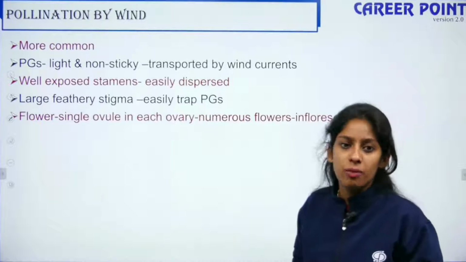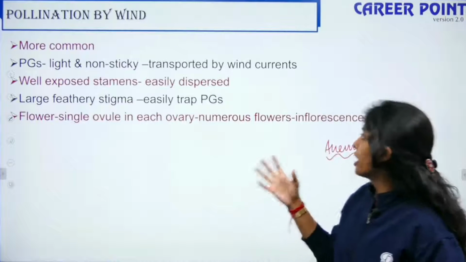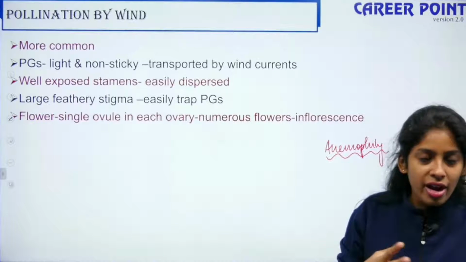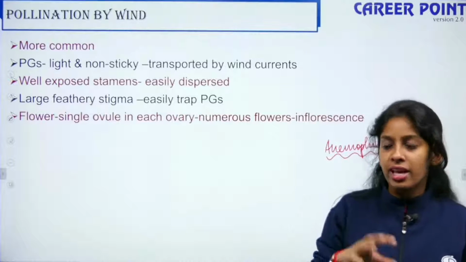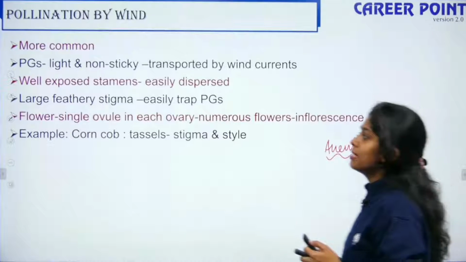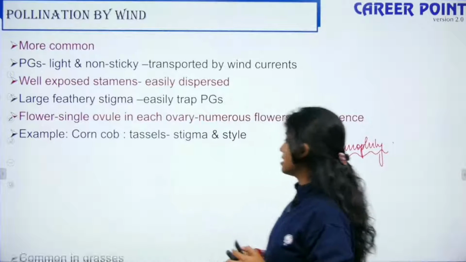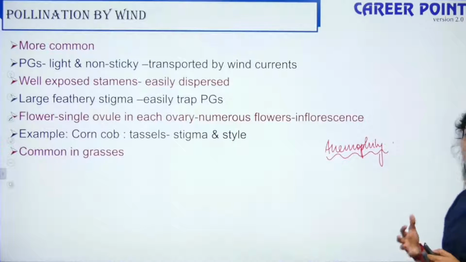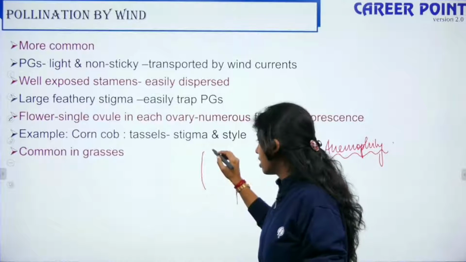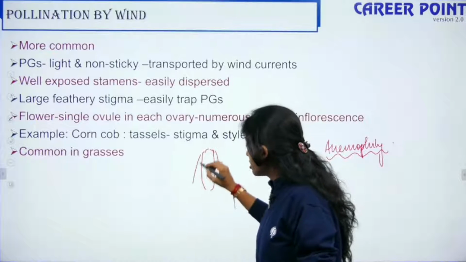Now how should the flower be? So the flower should have a single ovule in each ovary, and they should have numerous flowers. That is, it should be like an inflorescence, right? So that everywhere they can have the stigma and they are receptive to the pollen grain. So a common example is seen in the corn cob. So they have tassels, that is the stigma and the style. So it is also common in grasses. So in your corn cob, suppose, please bear with my diagram. So if this is your corn, so you have something like this.